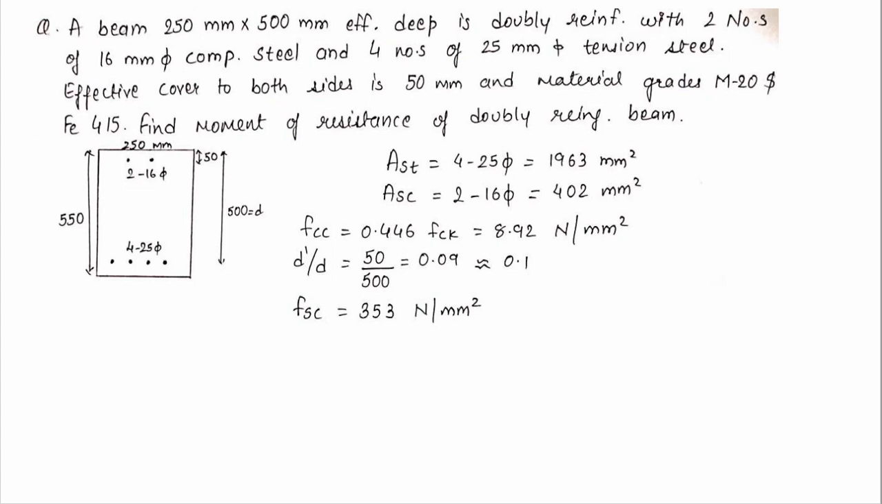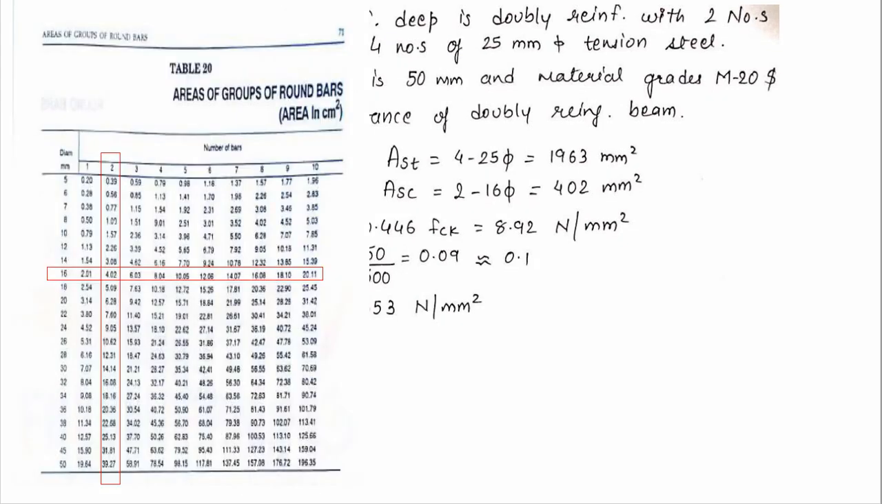So now in this case AST can be calculated either manually or we can use our steel table. But keep in mind, in our steel table the 25 mm diameter bars are not mentioned. So for 25 mm diameter bars you must calculate it manually only. So we will be calculating it by the equation 4 into pi by 4 into 25 square. And for ASC, we can use our steel table directly, as you can see in the figure, and we will be getting these values.